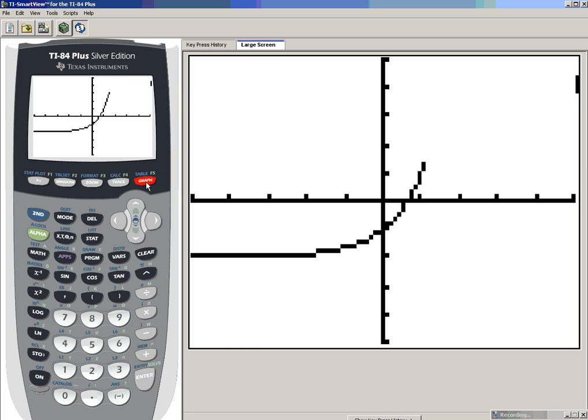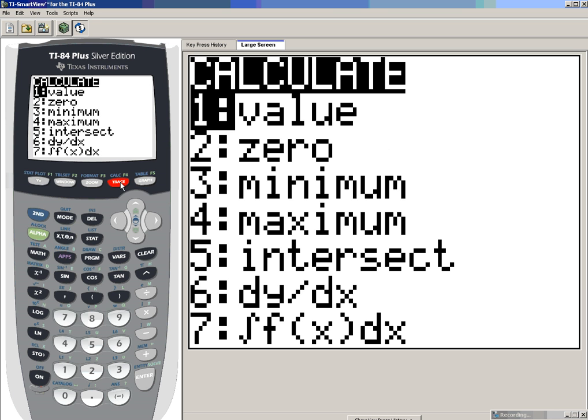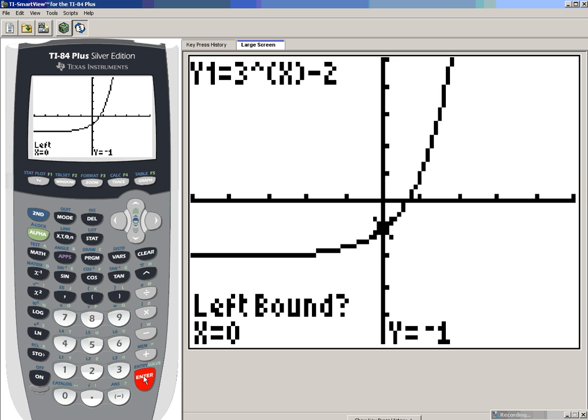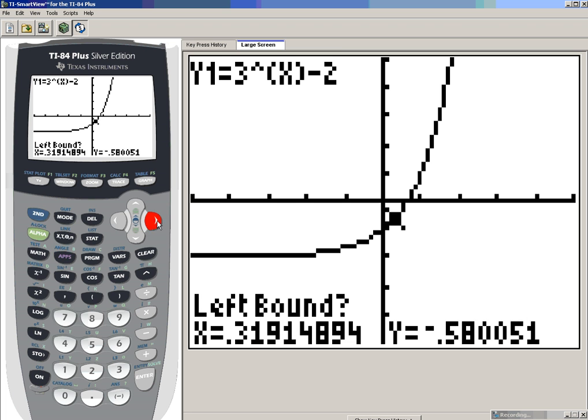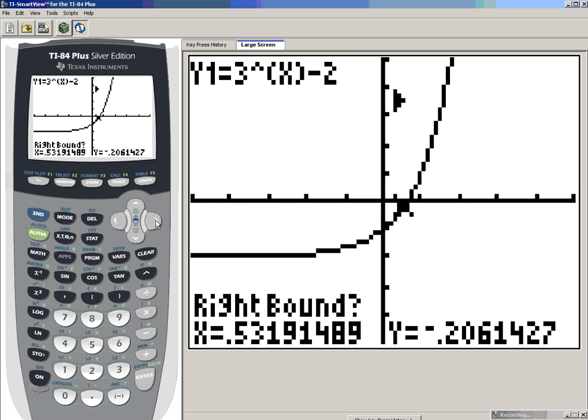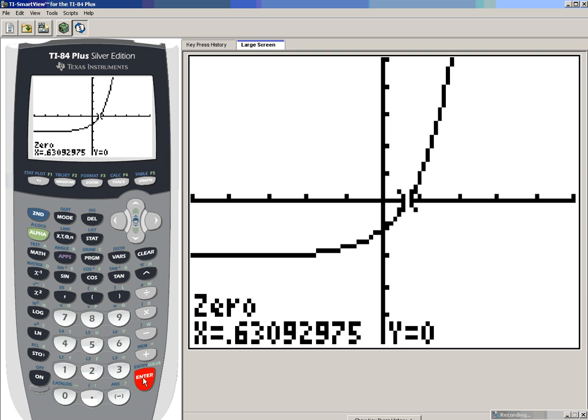There we can see our graph, and notice this is where you need to be careful when you use your calculator to verify these graphs. It looks like this line is horizontal from about negative 2 all the way out to the left. Remember, that's just because your calculator can't show it approaching an asymptote line because of the pixels. We can calculate here our 0, which is our x-intercept. Set the left bound, set the right bound, and we see that that's at about 0.631.